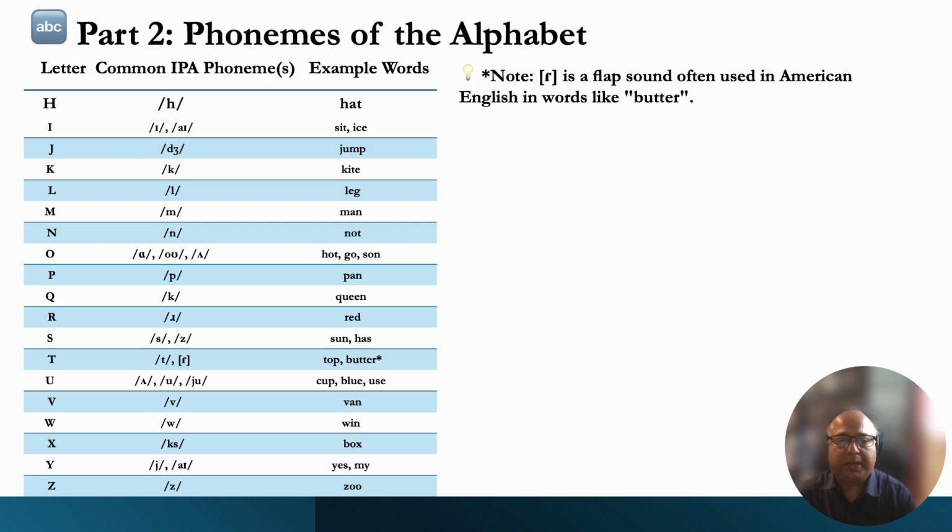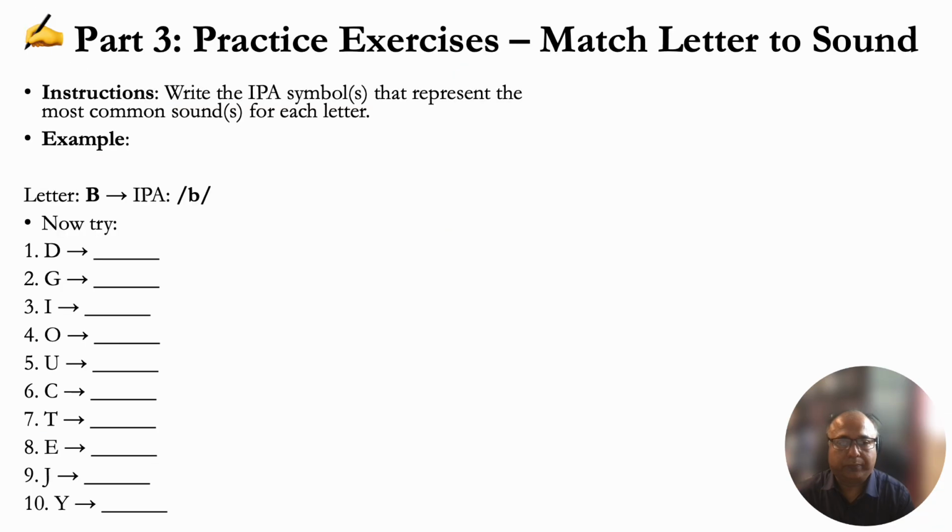I hope you're repeating after me. That way you get to practice your pronunciation. Okay. W is W as in win. We have three more letters left. X as in box. Y is Y and I, as in yes, my. Z is Z as in zoo.